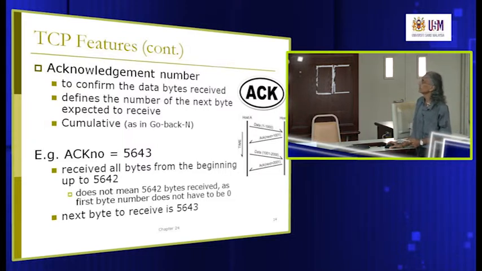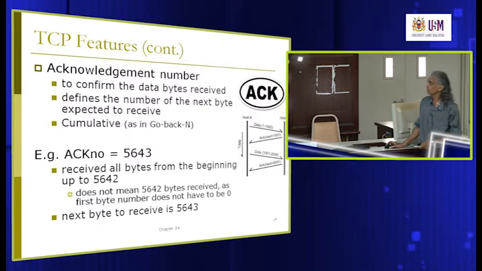So for example, we send 1,000 bytes. So the acknowledgement will be acknowledgement 1,001, meaning that the receiver will say, okay, I will receive all your data, please send me data beginning from 1,001. That means anything before 1,001 has been received correctly. That's the assumption of the cumulative acknowledgement here.